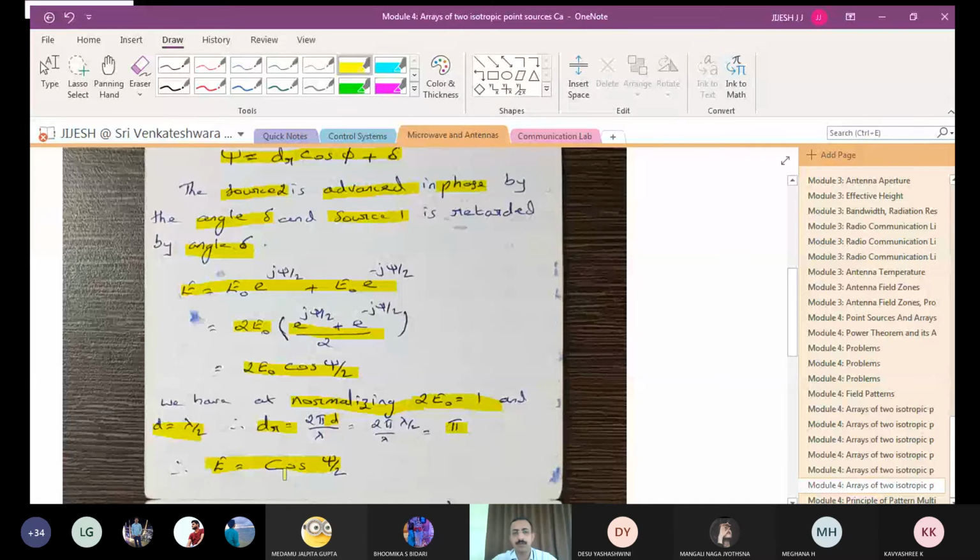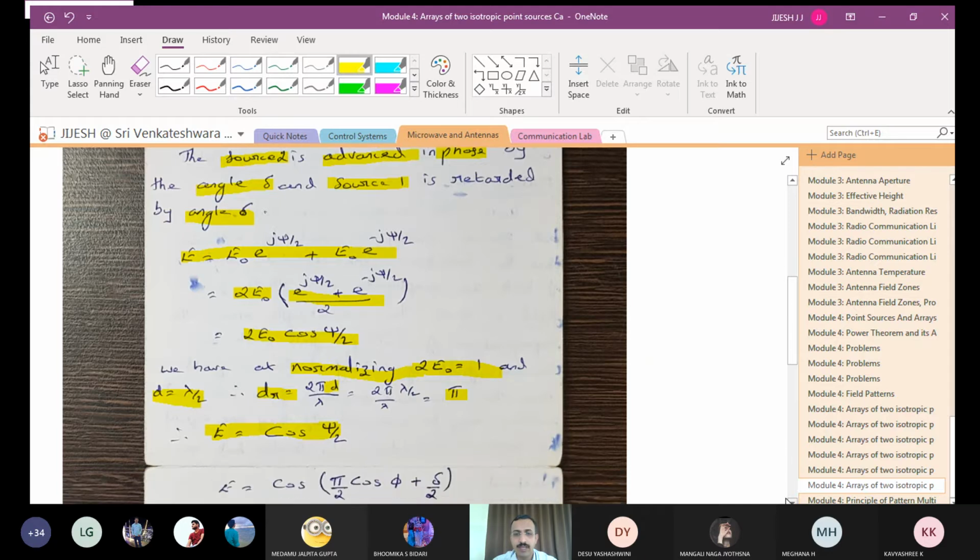This is the equation that I am going to get, that is E is equal to cos psi by 2. So once I get E is equal to cos psi by 2, psi I have as d r cos phi plus delta. Let me substitute that in this equation for psi. So you can substitute psi as d r cos phi plus delta. So we are doing it for any phase, so you need to have delta there. The equation gets modified after substitution of psi, and you will get E is equal to cos of pi by 2 cos phi plus delta by 2.